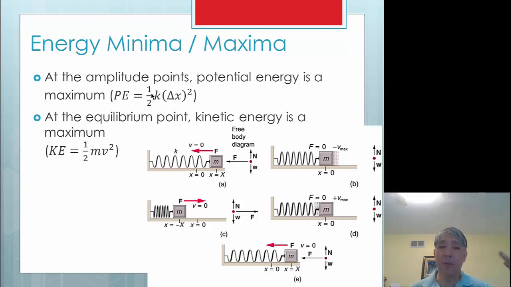Looking at a mass spring system now, at the amplitude points, my potential energy is a maximum. This is true for every single type of simple harmonic motion system. And at the equilibrium point, my kinetic energy is going to be a maximum. At that point, remember, I'm at equilibrium. There's no forces to either direction, really. So at that point, my velocity has reached its maximum, and therefore my kinetic energy is at a maximum.